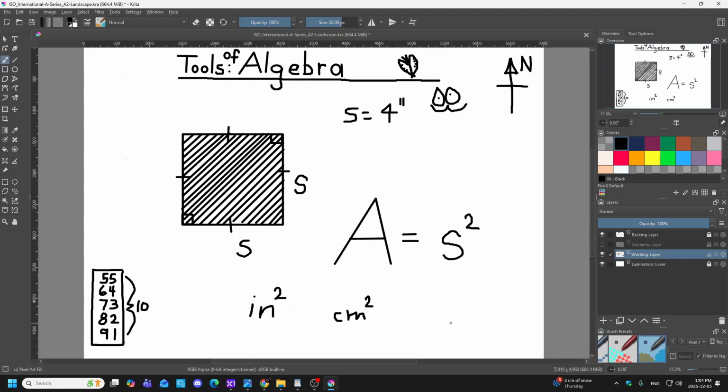Stay tuned for the next video. We are going to do some examples, and in all practicality, we are going to begin with find the perimeter and then find the area of each rectangle.